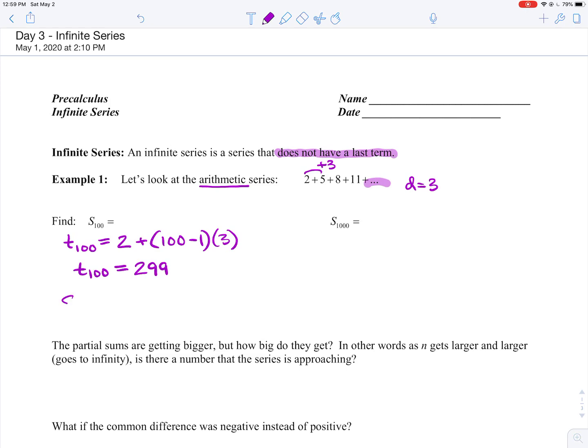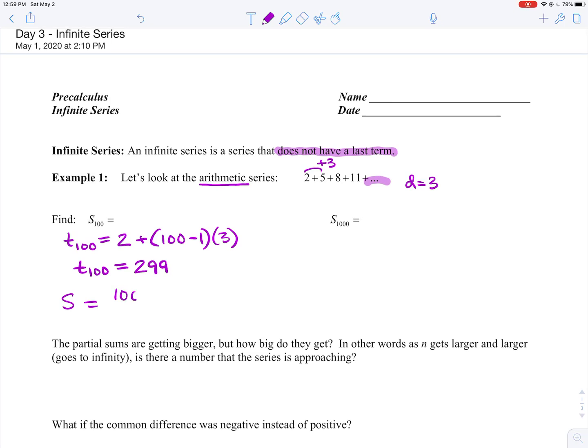Now we're going to use the formula that Mr. Murphy went over in the last class. We do 100 terms divided by 2, times our first term plus our last term, the 100th term. And so that sum is going to equal 15,050.